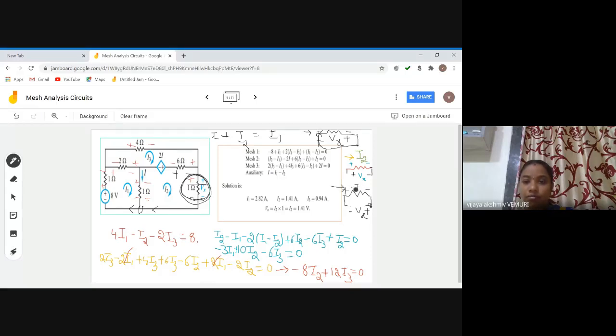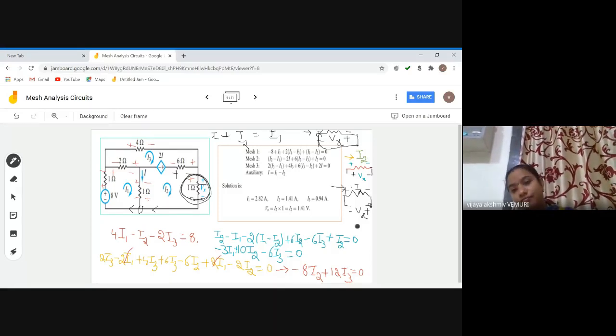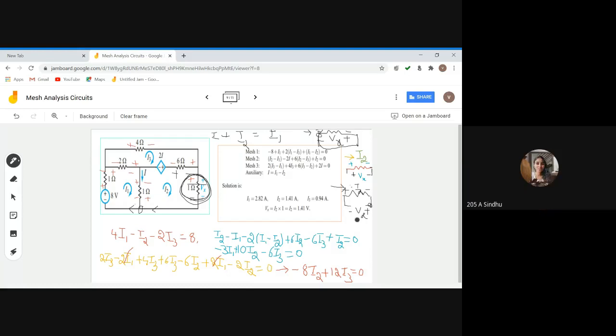Plus I2 into 1 is equal to 0. So plus Vx plus I2 into 1 is equal to 0. So if you take that I2 into 1 that side, you will be getting minus. So Vx is equal to negative value. Am I clear now?